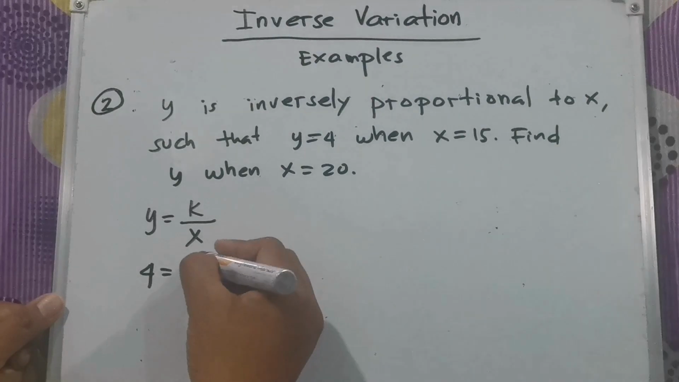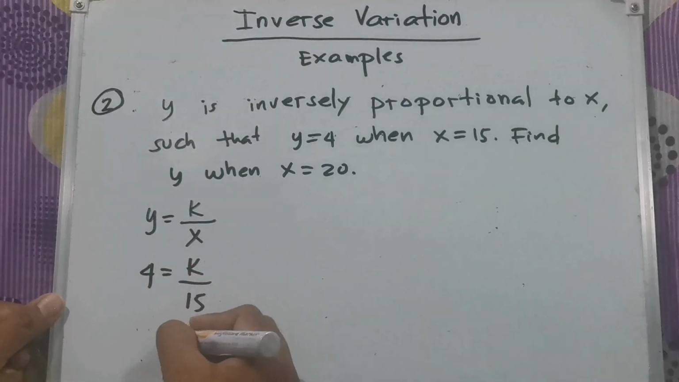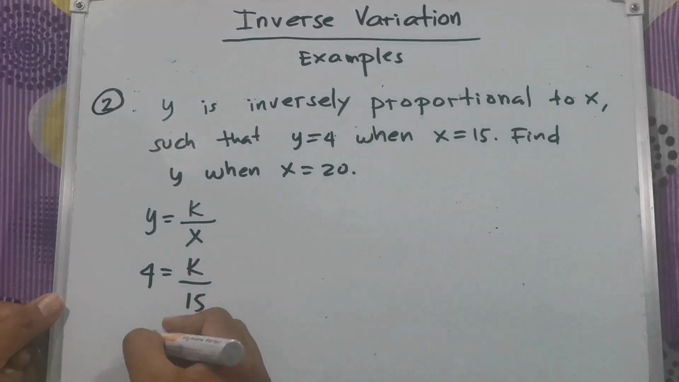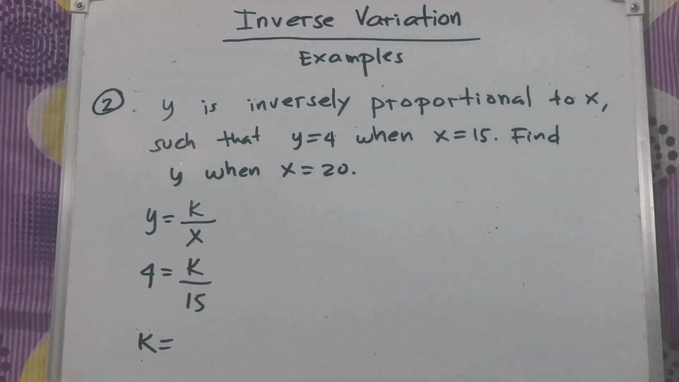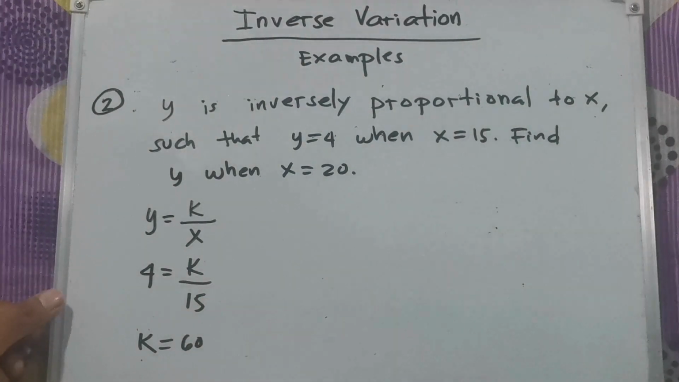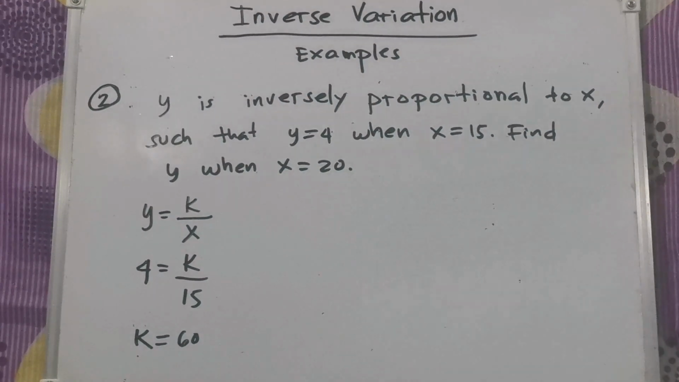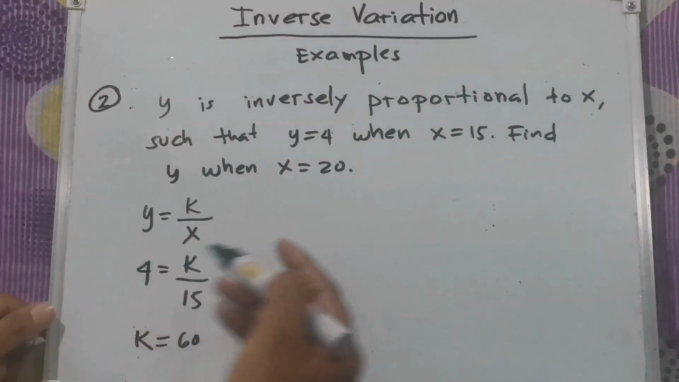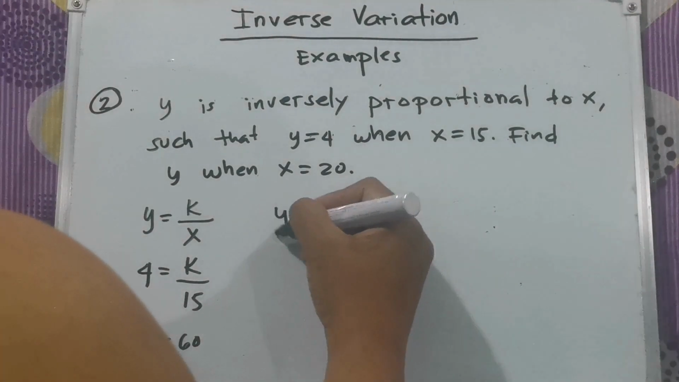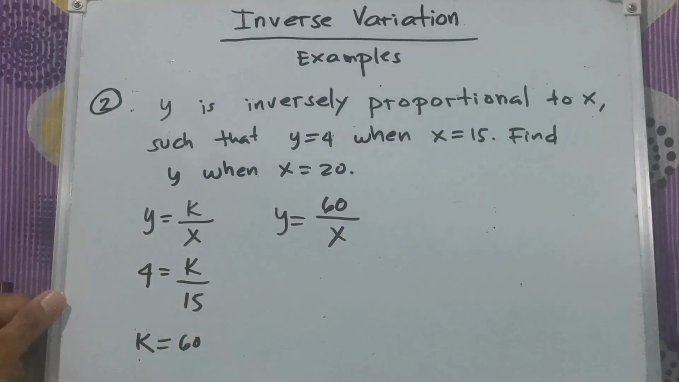So y here is 4, and k over x where x is equal to 15. Therefore our constant of proportionality k is equal to 15 times 4, you get 60. Again, we're going to replace k in our formula, y equals k over x. So that will be y equals 60 over x.